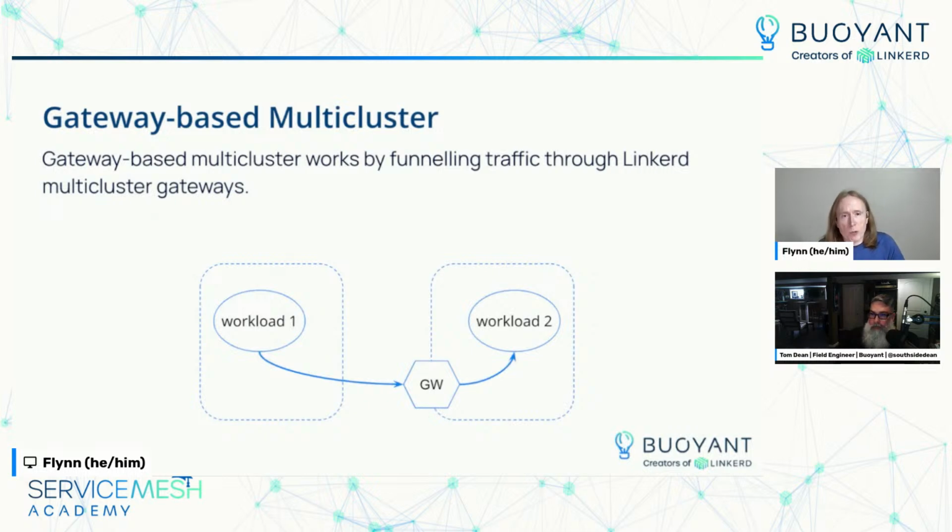And let me take this opportunity to apologize for the fact that we call it a gateway, because, oh dear God, has that become a massively, massively overloaded term. Sorry. Anyway, workload 1 will send its traffic to a Linkerd gateway in cluster 2, and then that gateway will send the traffic on to workload 2. Really simple. Works out really well, especially if you don't have seamless networking and things like that.